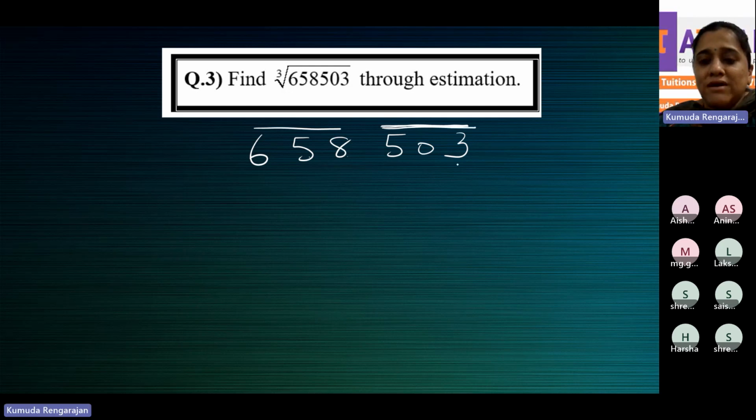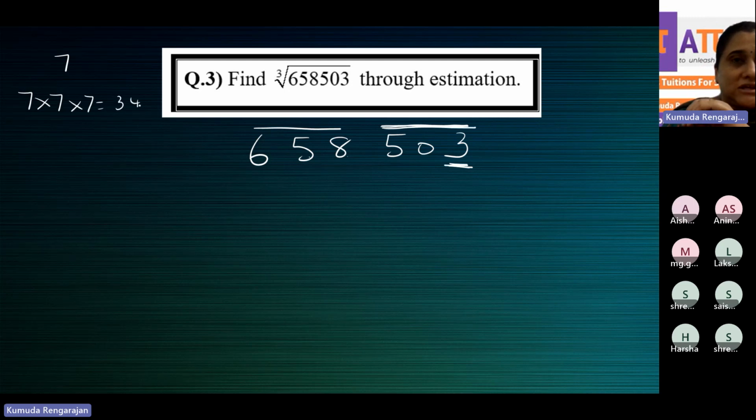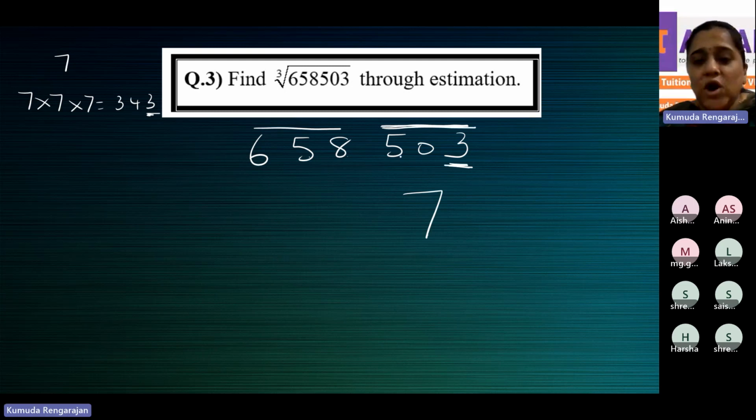Now, this number ends with the digit 3. We can get 3 in the units place only if the cube root of the number ends with 7, because 7 into 7 into 7 is 343. We are not looking at 50 or 503; we are only concerned about the digit 3. Okay, let me write everything. 1 second.